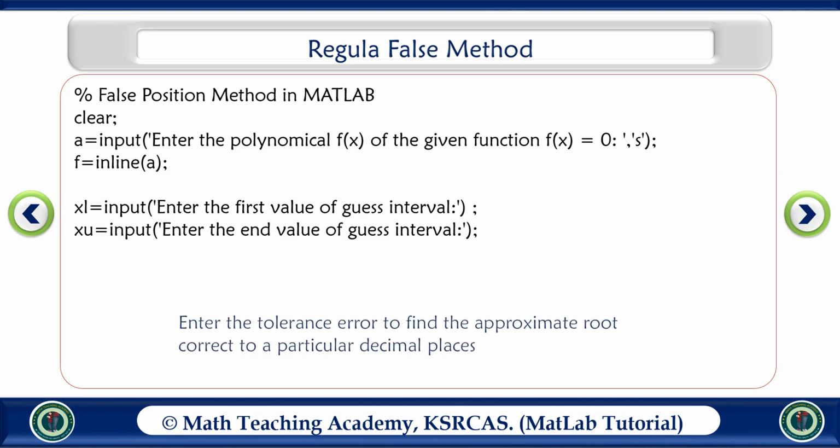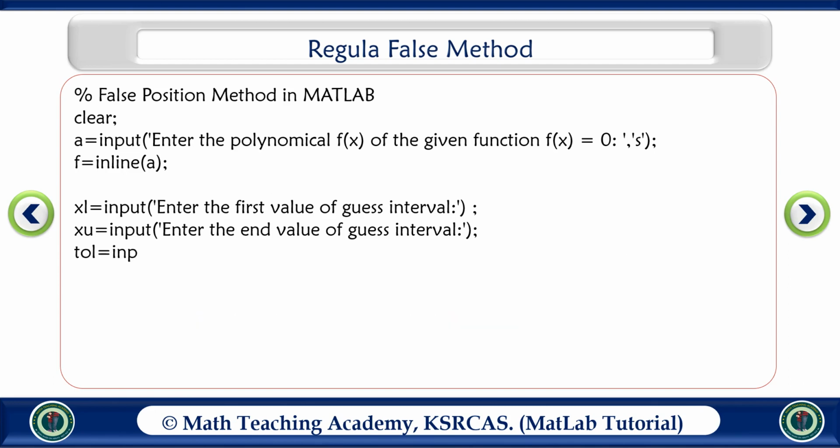And then enter the tolerance error to find the approximate root correct to a particular decimal place. This is achieved by the command tols equal to input, enter the allowed error. Here, suppose you want to find the root correct to 4 decimal places, then you have to enter the tolerance error as 0.0001.